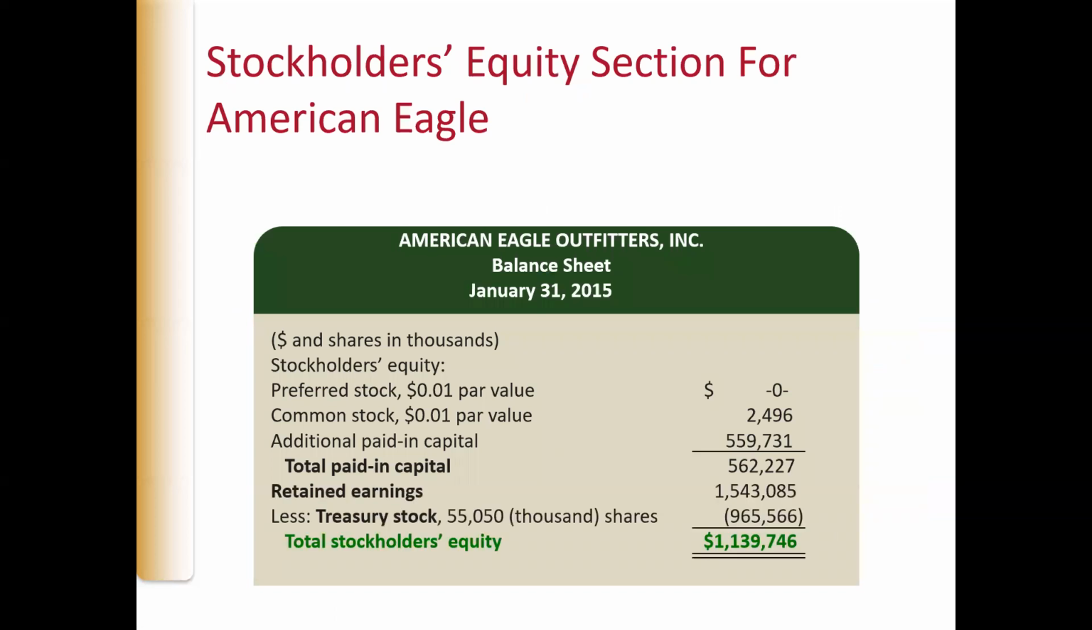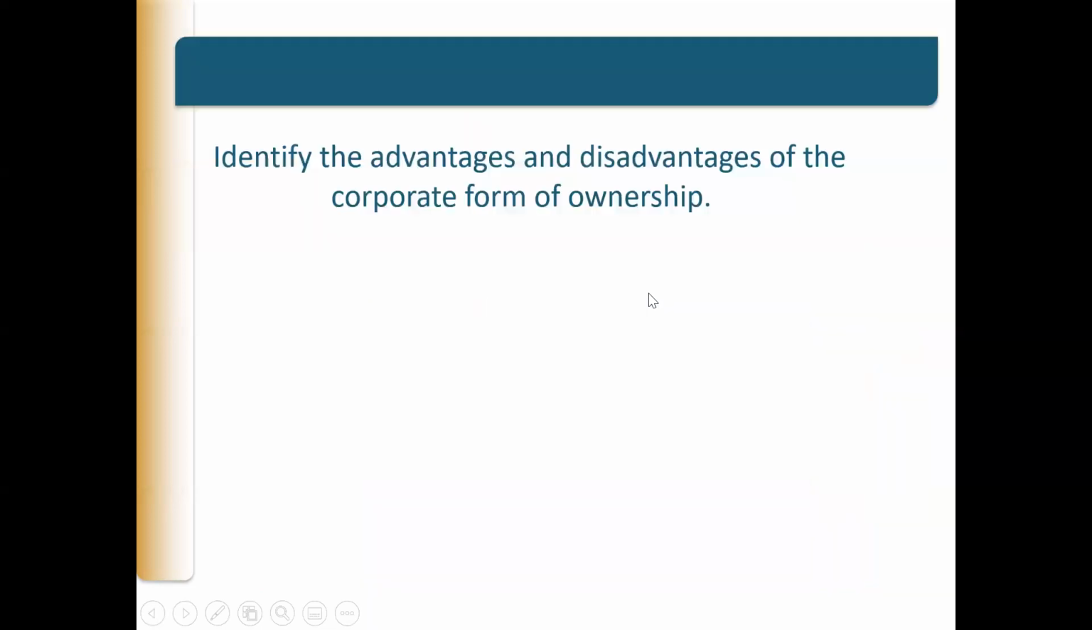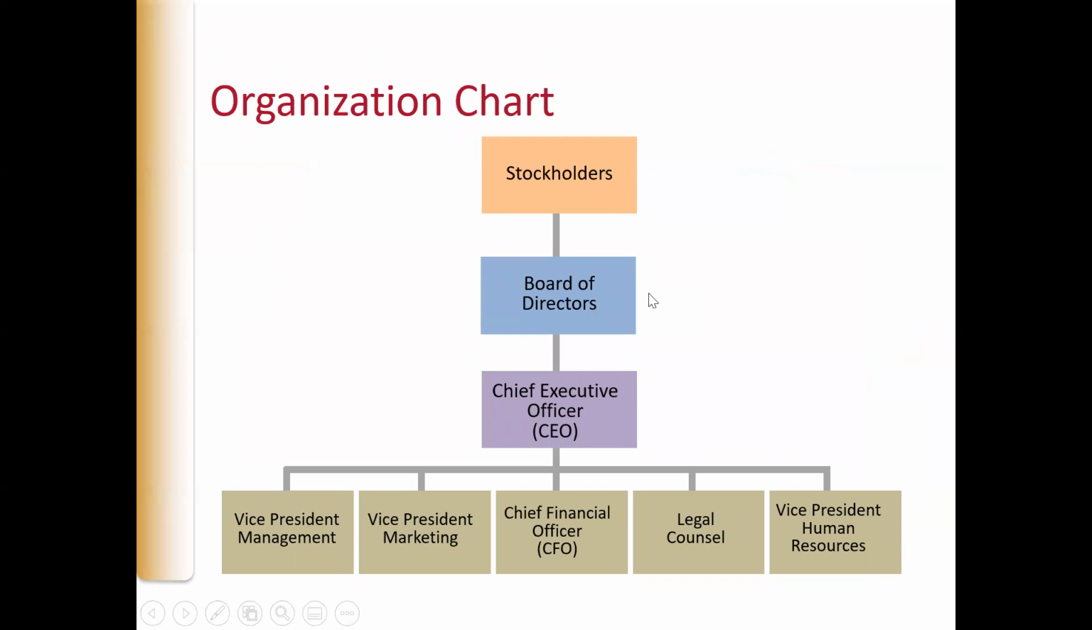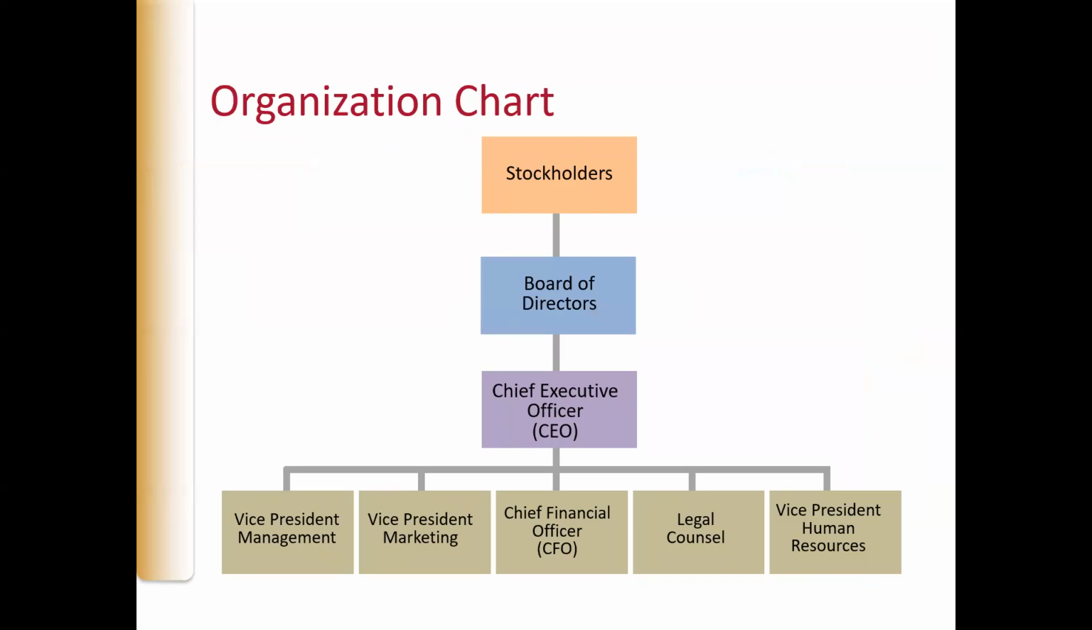Here you see an example of the stockholders' equity section for American Eagle Outfitters, and it shows you how treasury stock is a contra account. It has a negative balance against the other aspects of the stockholders' equity section. So there are tons of advantages of the corporate form of ownership. There are a couple negative attributes, but overall, this is a positive type of entity.